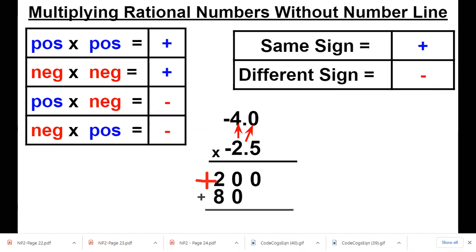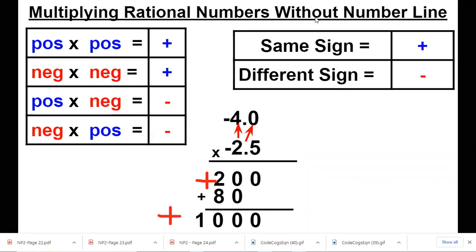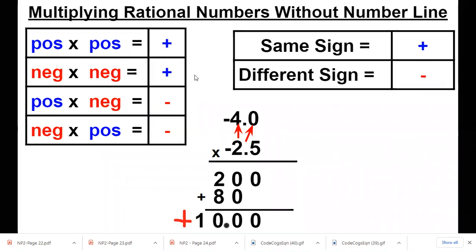And then I'm going to add my 2 partial products, and I'm going to get 0 plus nothing is 0. 0 plus 0 is 0, and 2 plus 8 is 10. And we already decided that our answer was going to be positive because we had 2 negative signs. Put that positive back there. Don't have to, it just means positive otherwise. Okay, so that is our answer.